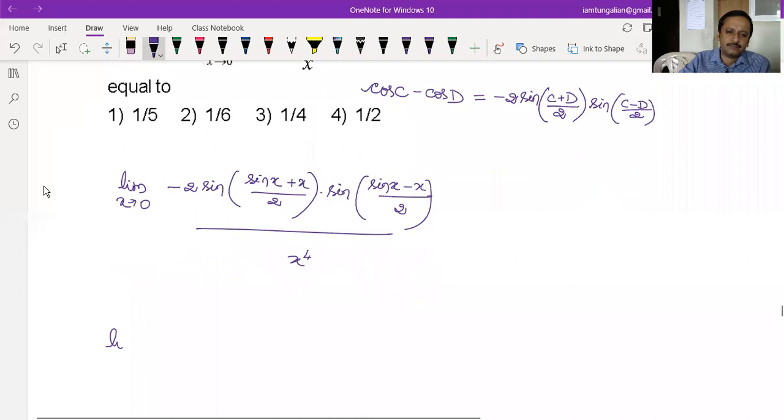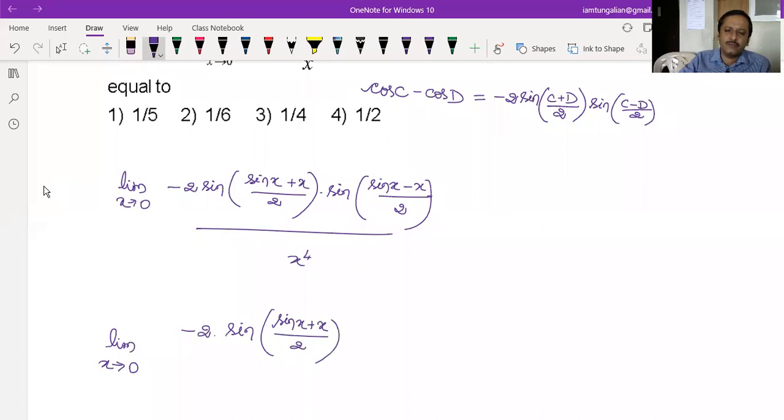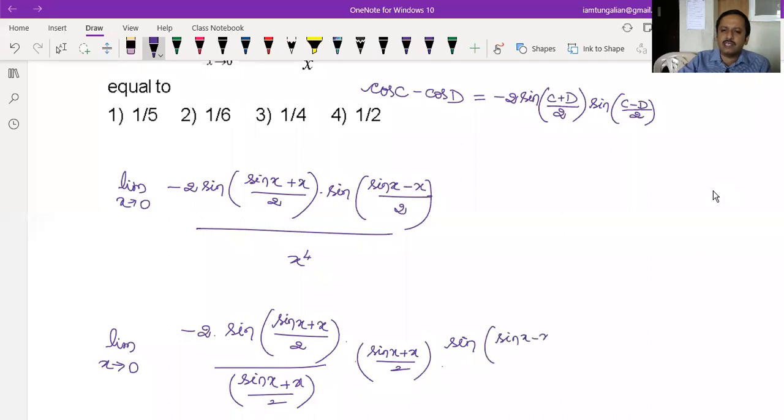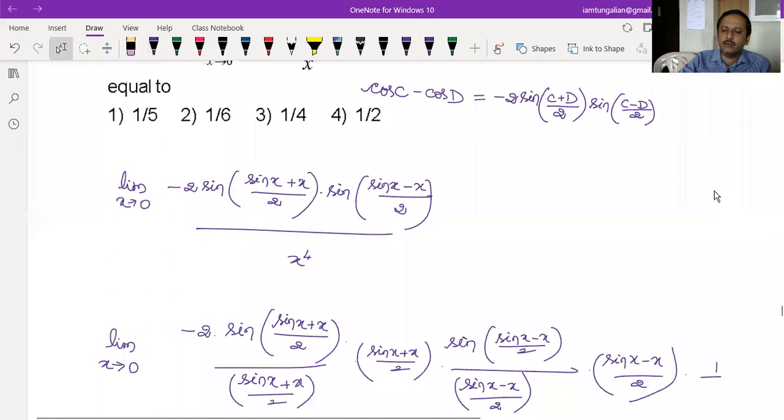Now, limit x tends to 0, minus 2 sin of (sin x plus x)/2, divided by (sin x plus x)/2, into (sin x plus x)/2, into sin of (sin x minus x)/2 divided by (sin x minus x)/2, into (sin x minus x)/2, into 1 by x power 4.